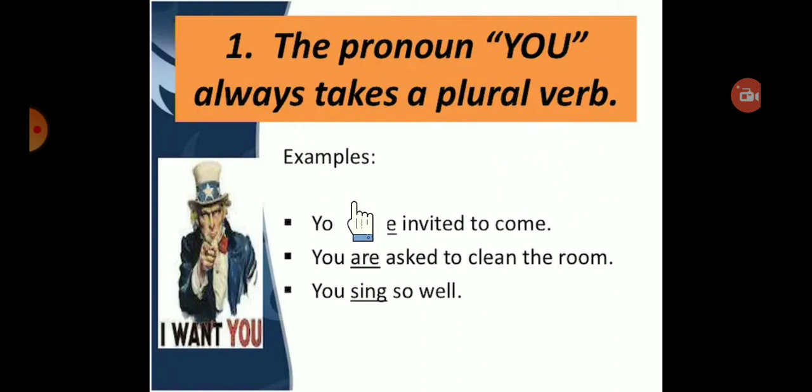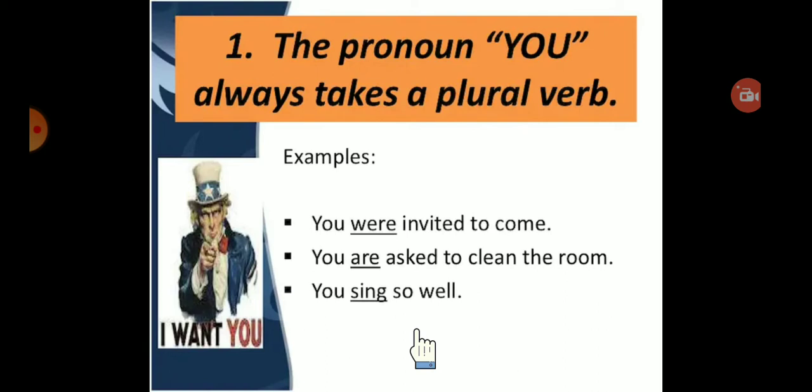Here, based on this rule, we have examples. You were invited to come, or you are asked to clean the room. You sing so well. So student, here you is the second person pronoun, and it is followed by which verb? Plural verb. See, were, are, sing. So this is the first rule of subject and verb agreement, where the pronoun you always takes a plural verb. This is what you have to keep in your mind.